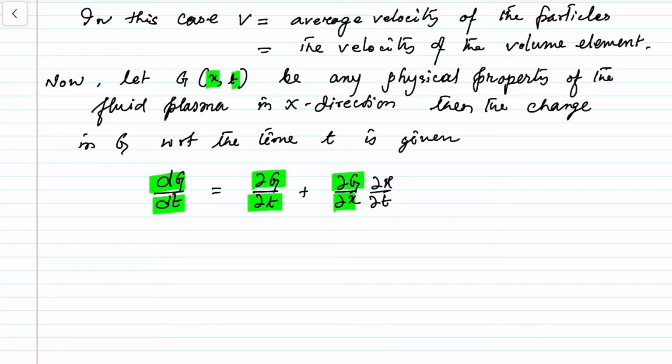Now you see, del x by del t represents the change of position with respect to time t, which means it is the velocity along the x direction.